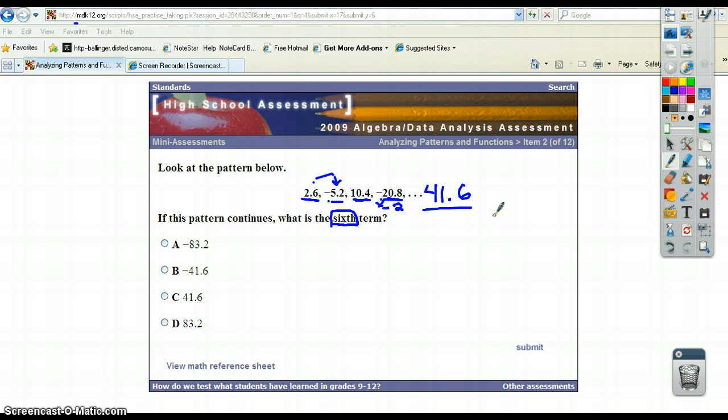So notice that's an answer, but that's not what we want, because we're going to multiply by negative 2 again, and we're going to get a negative 83.2. So a lot of times you'll see what you think might be a correct answer. Just double check that it is, because again, that's a distractor. So our answer is negative 83.2.